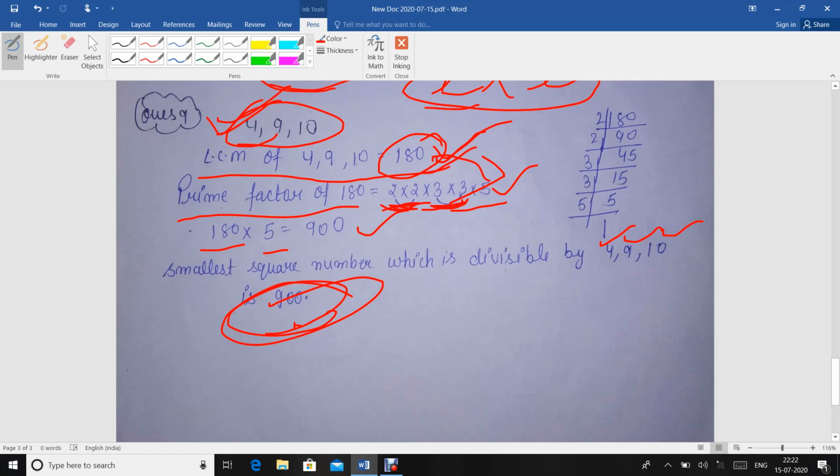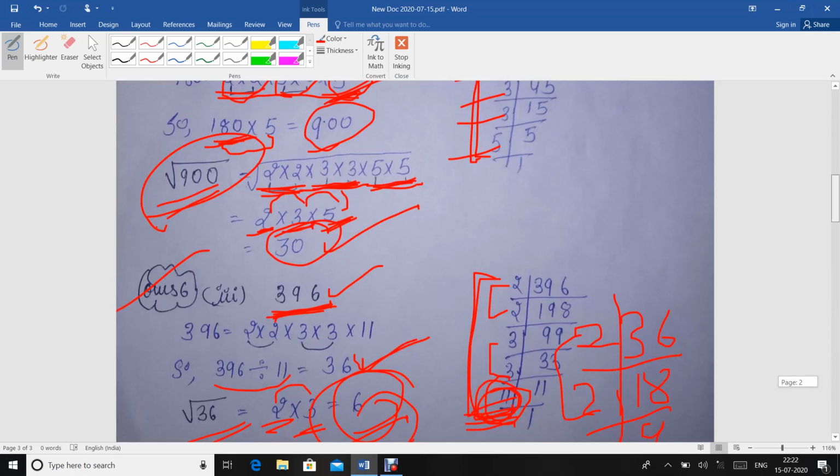You can try this. 4, 9 and 10 will divide 900, and this will be the smallest square number that is divisible by 4, 9 and 10. I hope all of you understand up to here. Still, if you have any problem, then you are free to ask.